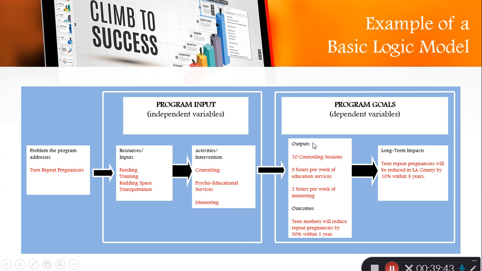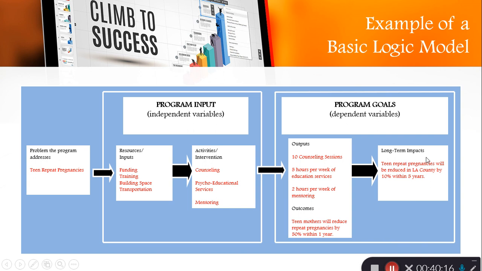And then from those activities, our outputs might be 10 counseling sessions, 5 hours per week of psychoeducational services, 2 hours per week of mentoring. And then ultimately, our outcomes might be that teen mothers will reduce repeat pregnancies by 50% within 1 year. And notice that this goal is very specific, right? It gives the percentage of how much of a reduction we expect and within what time frame. So this is what we call a SMART goal, okay?